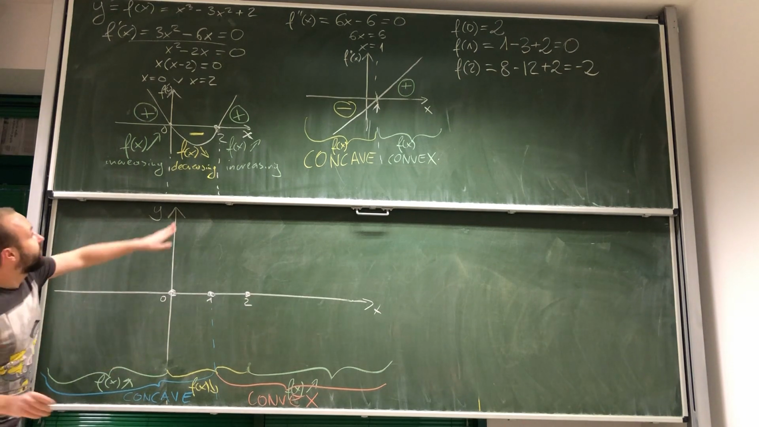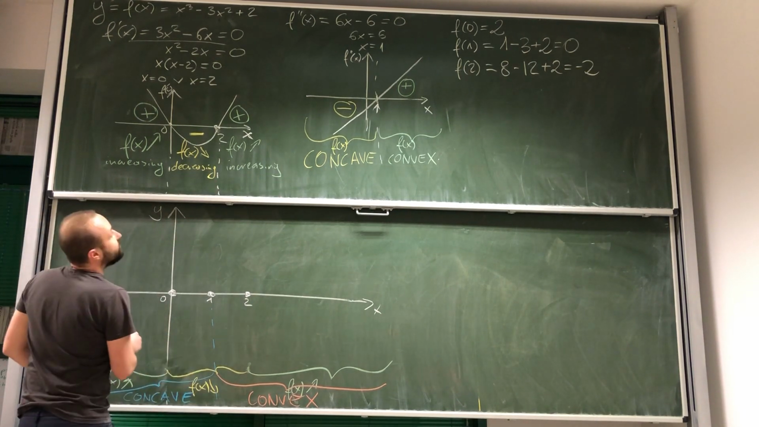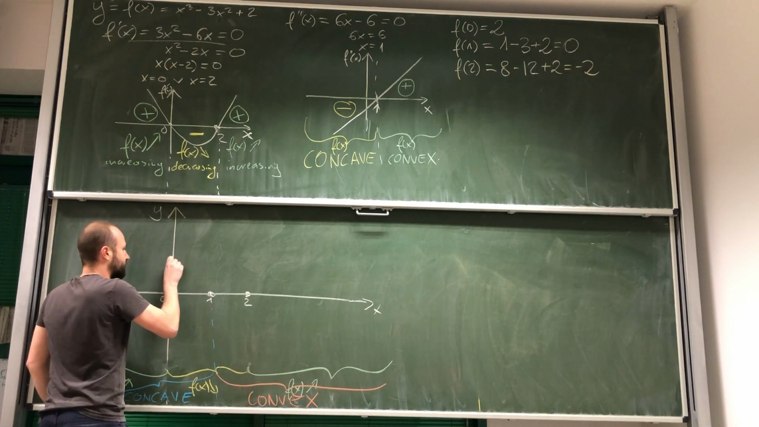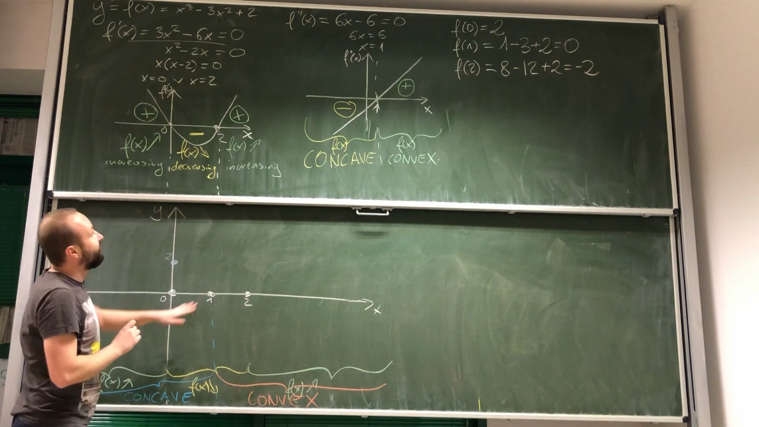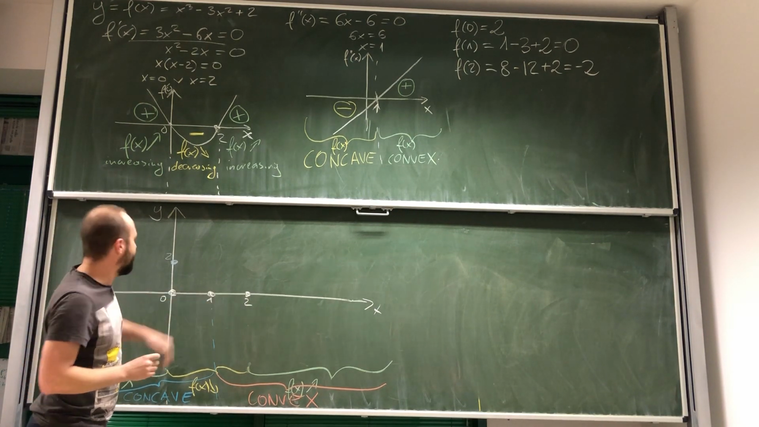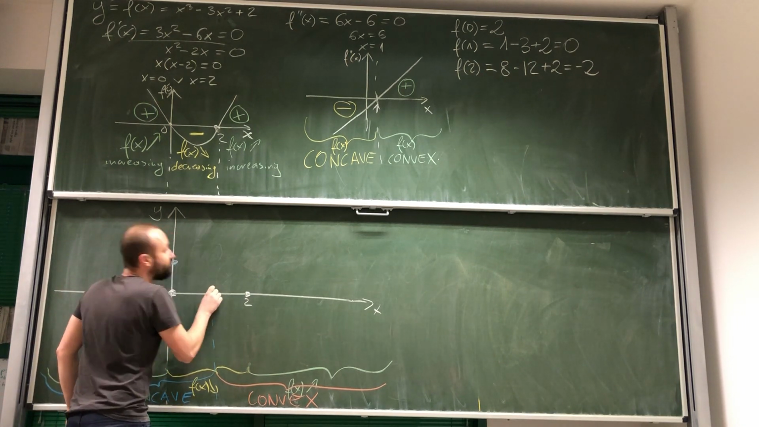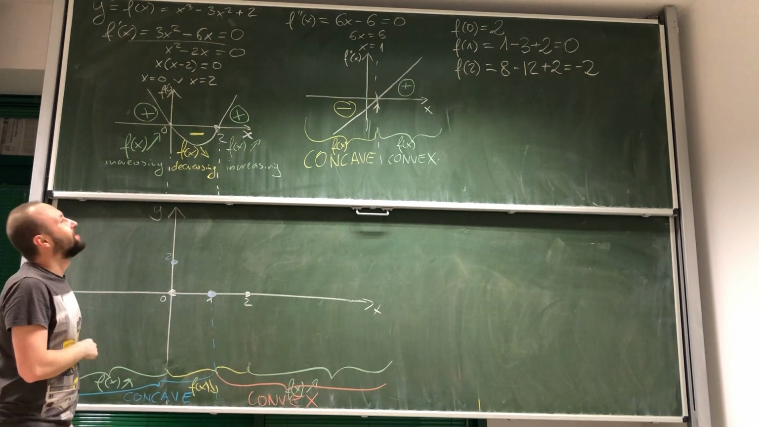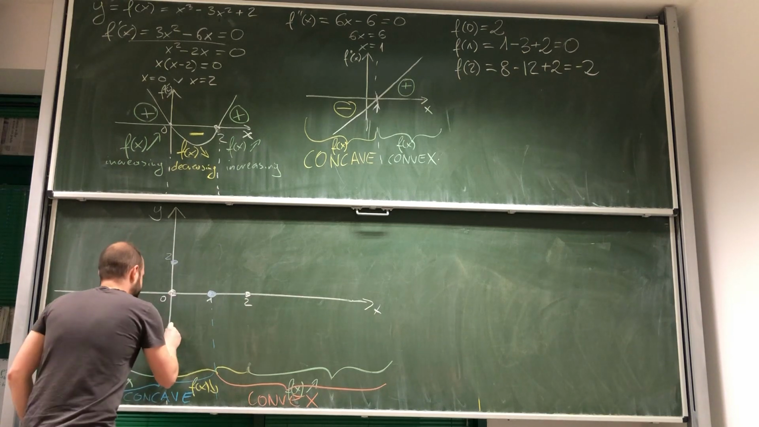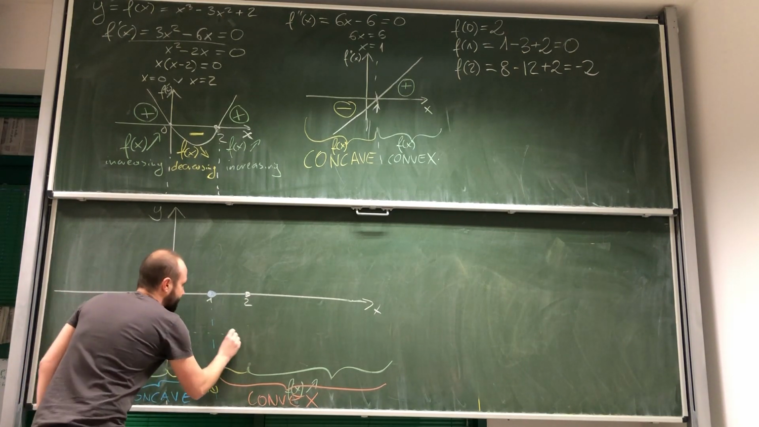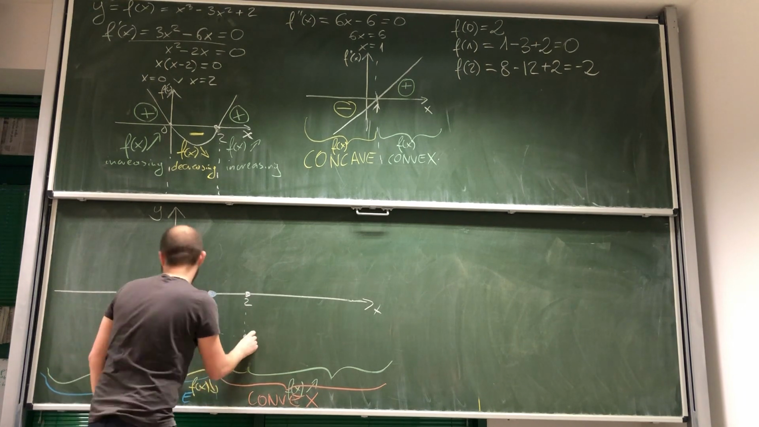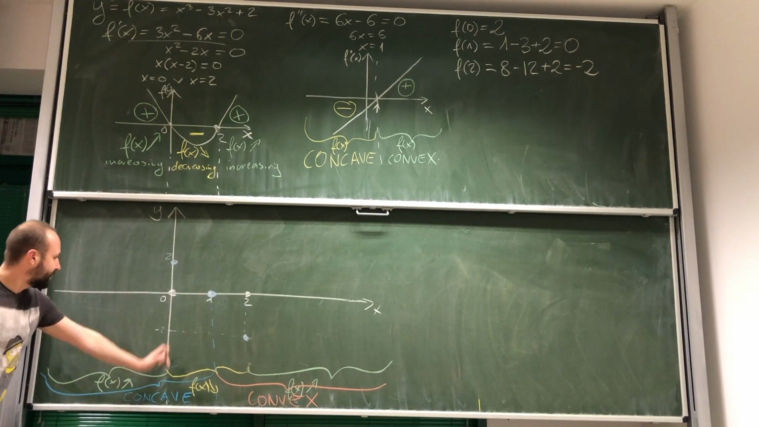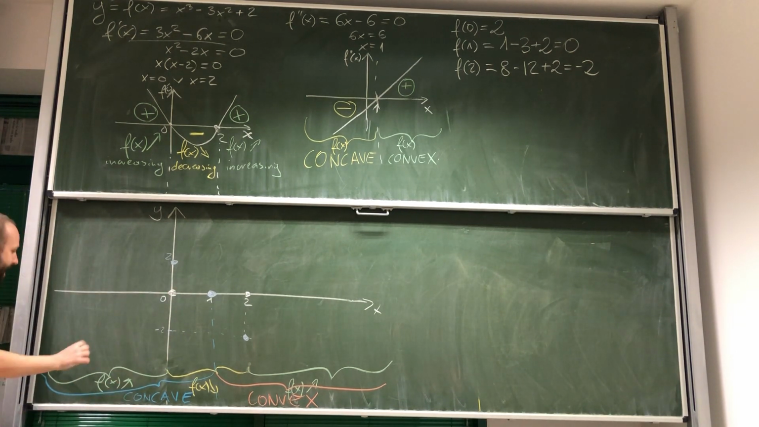So first, if x is equal to 0, y is equal to 2, then if x is equal to 1, y is equal to 0, and if x is equal to 2, then y is equal to negative 2. Okay, so first, look, over here we see that right up till 0, the function is increasing and concave.